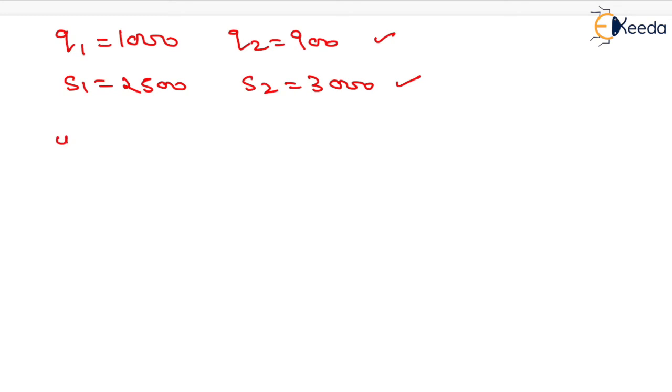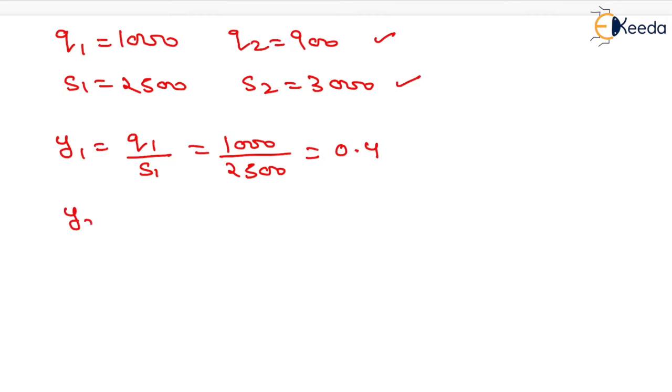Now we have to calculate the value of Y1, which will be equal to Q1 upon S1. Putting Q1 equals 1000 and S1 equals 2500, this comes out as 0.4. Similarly, Y2 will be equal to Q2 upon S2. The value of Q2 is 900 and S2 is 3000. After solving this, we have Y2 equals 0.3.